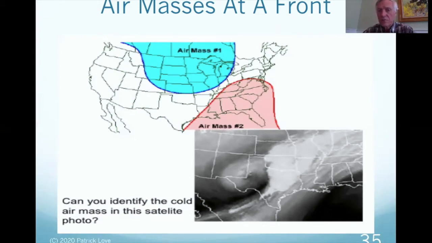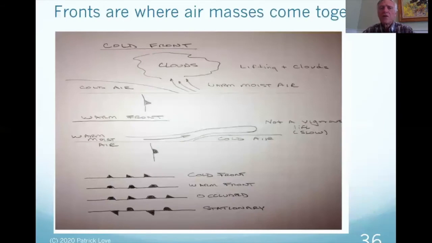And so we suspect that the cold air mass coming from the north is pushing under the warm air mass from the south and causing that air parcel to rise. And since it has moisture in it, it's going to eventually reach the saturation pressure and condense and form clouds. And so fronts are where air masses come together.